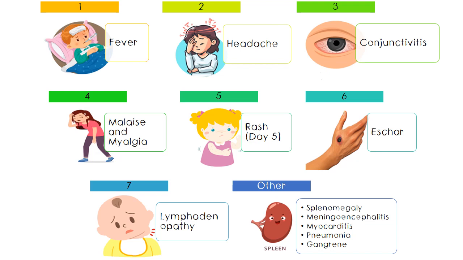You may also see regional or generalized lymphadenopathy, and rarely other features like splenomegaly, meningoencephalitis, myocarditis, pneumonia, or gangrene. Gangrene is seen in severe forms of the disease where the vasculitis causes end arterial thrombosis leading to ischemia.